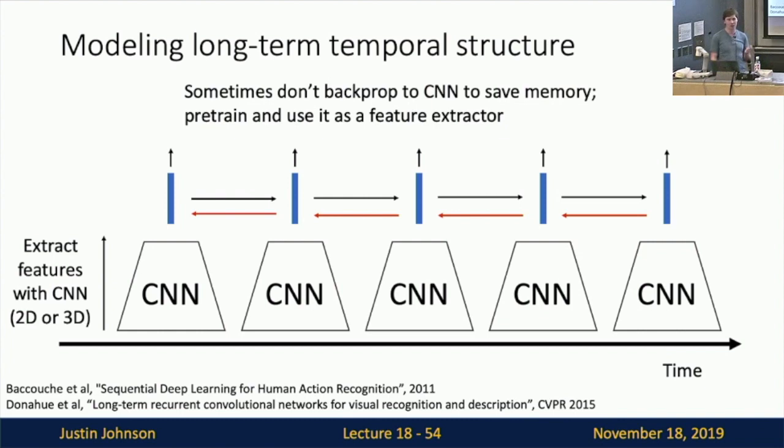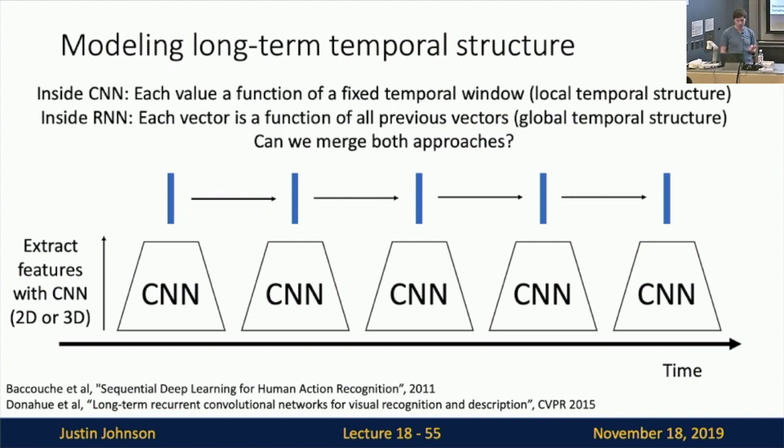So that will be a way to get around this memory constraint. If we're only using the CNN as a feature extractor, then we don't need to backpropagate into the CNN, and then we can actually train these models over very wide time periods as well. So that's an appealing approach.